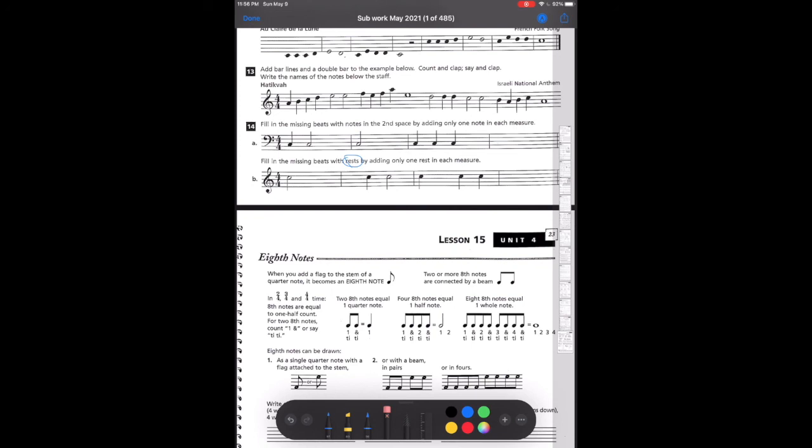Anyways, fill in the missing beats with rests. So instead of drawing a note, like here, you're going to draw a rest. So this should be a rest. This should be a rest. That should be a rest. That should be a rest. But down. All right, end of that page. Erase.